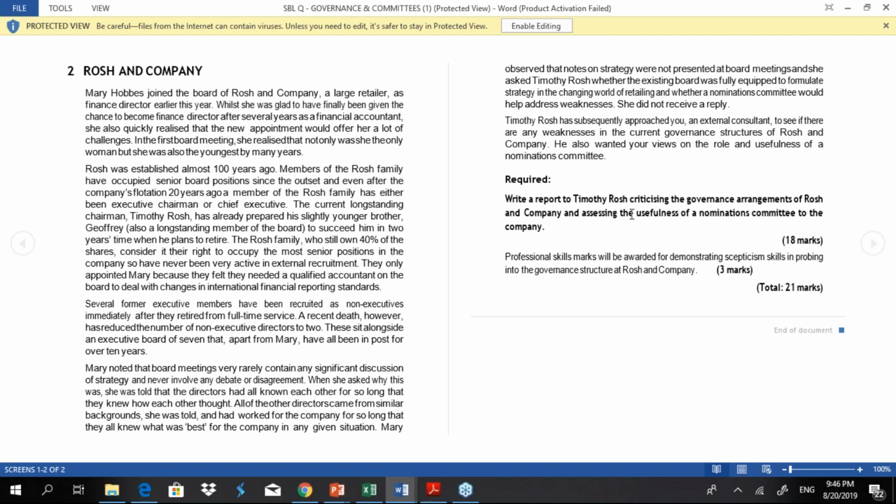Right, so now this particular requirement has 2 parts. Firstly, the current governance arrangement, and what are the advantages or usefulness of a nominations committee. Can you write 5 criticisms of the current governance arrangement? If you can quickly write 5, just 2-3 words answer. Issues of governance in this particular company.